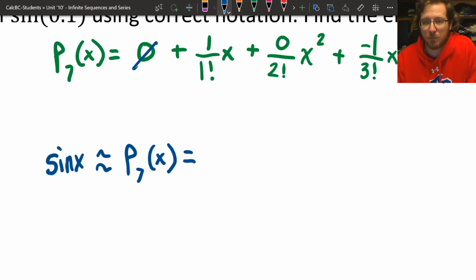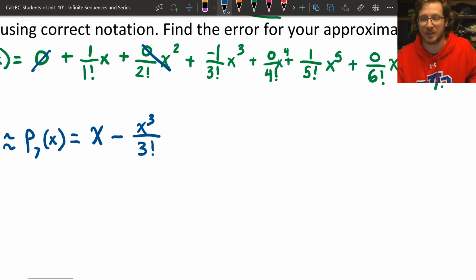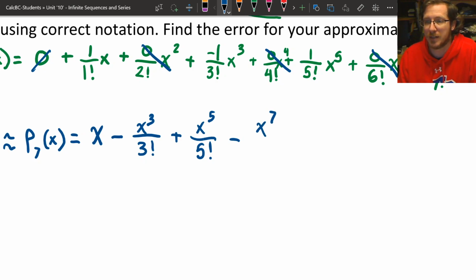1 over 1 factorial is just 1 times x. 0 times whatever is just 0. Here's a negative, so minus 1 times, we're going to put that x cubed up in the numerator, over 3 factorial. I'll leave them as factorials for now. It'll help us to see the rule in just a moment. This is a 0. We don't need that. I'll cross out the other 0 term there. So our next term we're going to keep is plus 1 times x to the 5th over 5 factorial. And then that last term is minus x to the 7th over 7 factorial. Boom, there's our p sub 7.